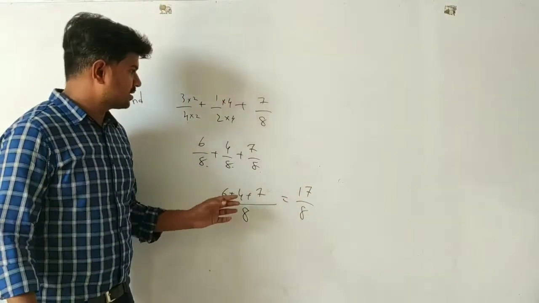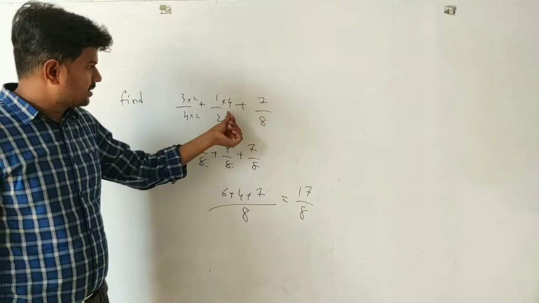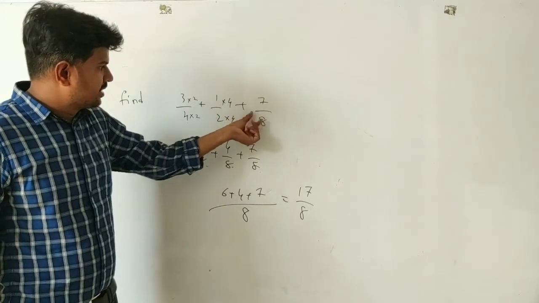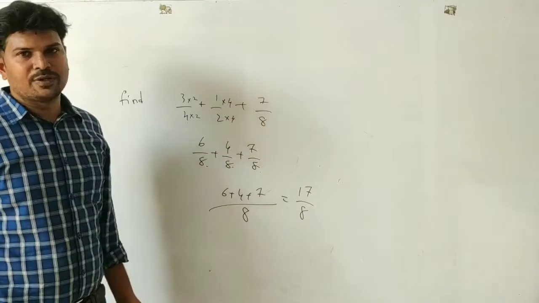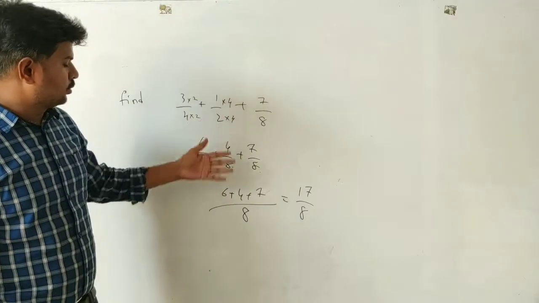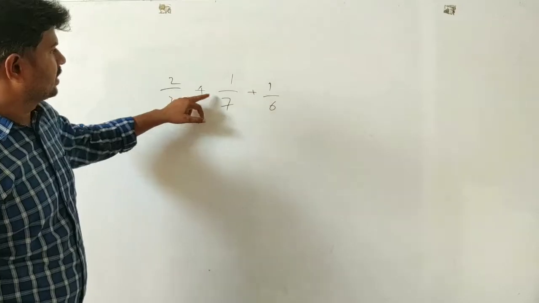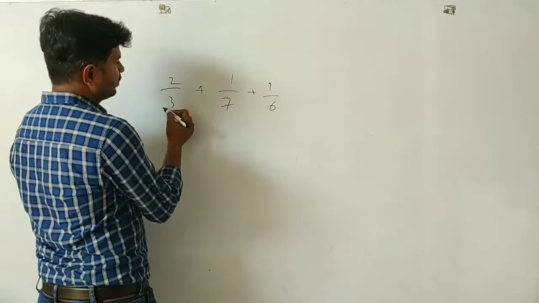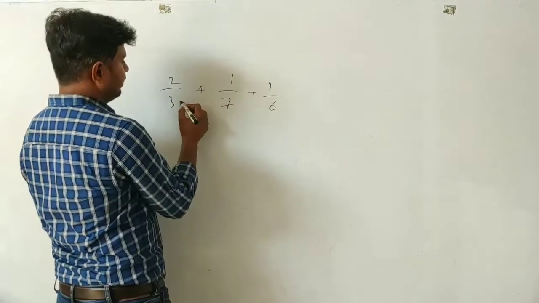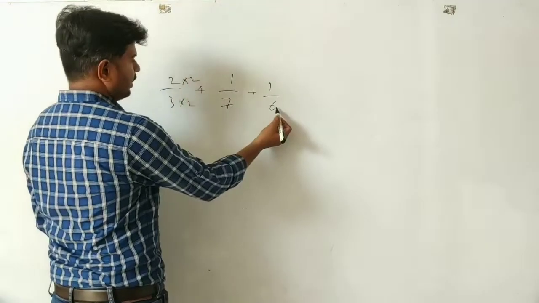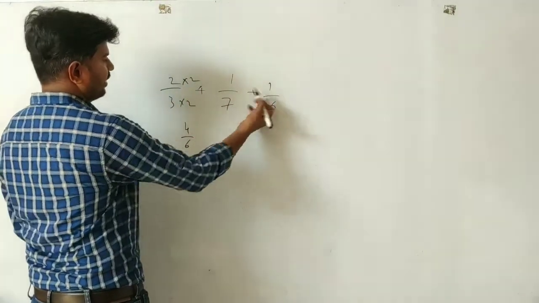So the logic here is, whatever denominator is there and whatever is not there, try to achieve it with the help of some arithmetic operation, and that will make you think better about fractions. Let's see another example: 2 by 3 plus 1 by 7 plus 1 by 6. Here we have 3, here we have 6. Now to make these both the same, I will multiply by 2 here. Now this becomes 4 by 6.